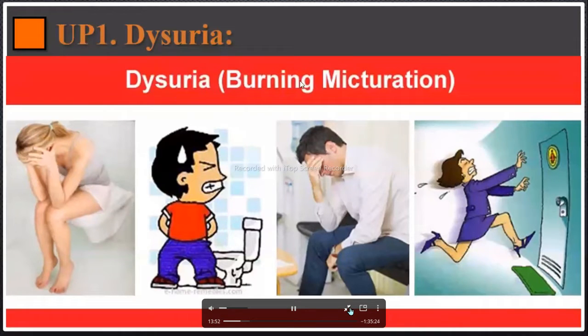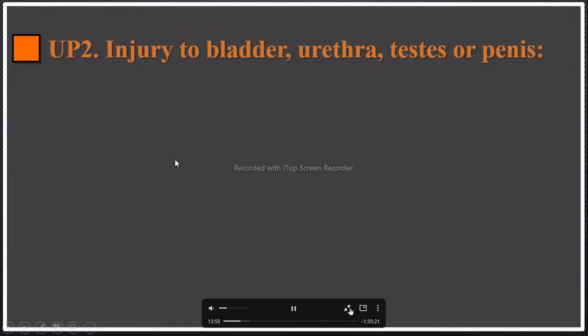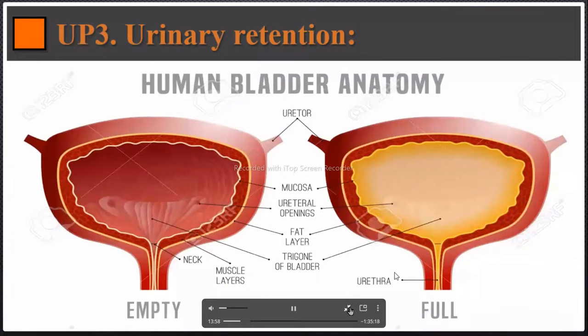So dysuria is a burning micturition. Urinary retention. Here, be familiar with anuria and urinary retention. What is the difference between anuria and urinary retention? Urinary retention is surgical. In both of them there is no urine passed. Anuria means there is no urine, and the problem in retention is that there is difficulty passing the urine.